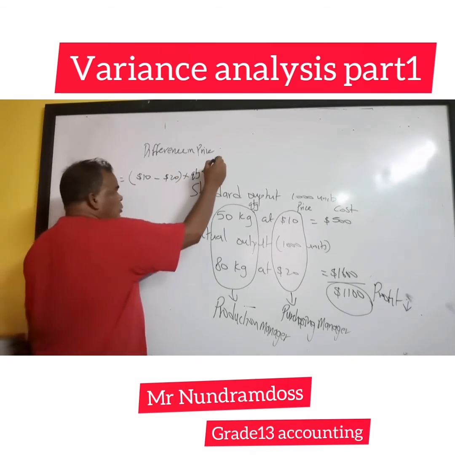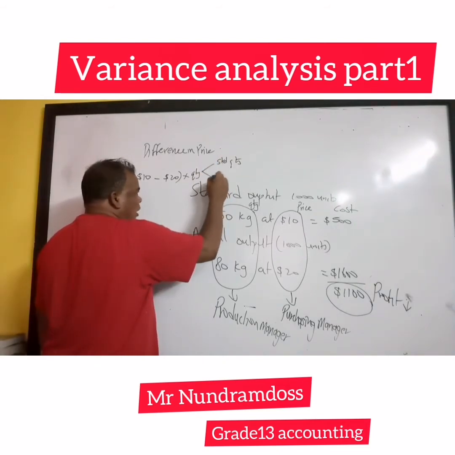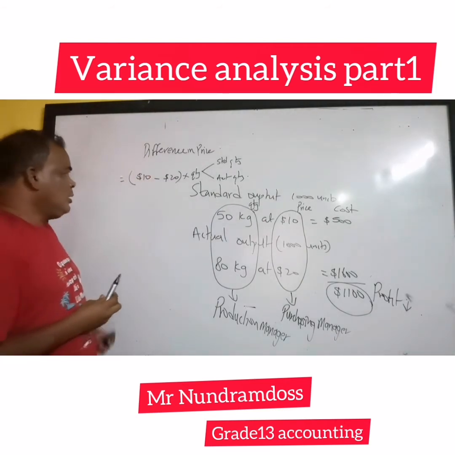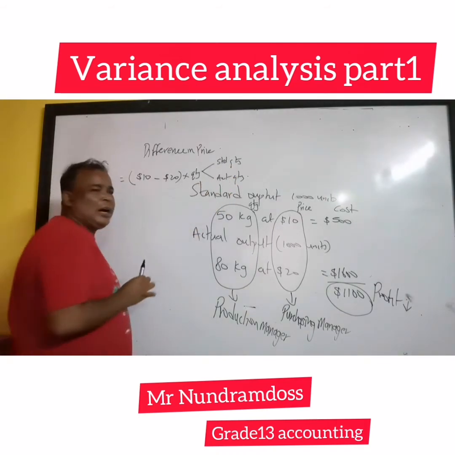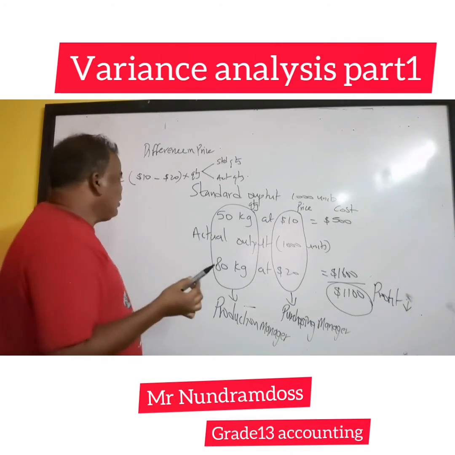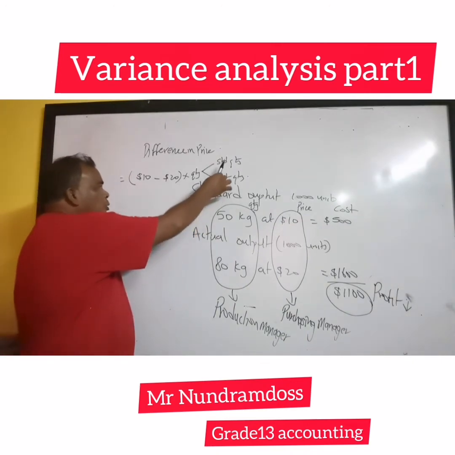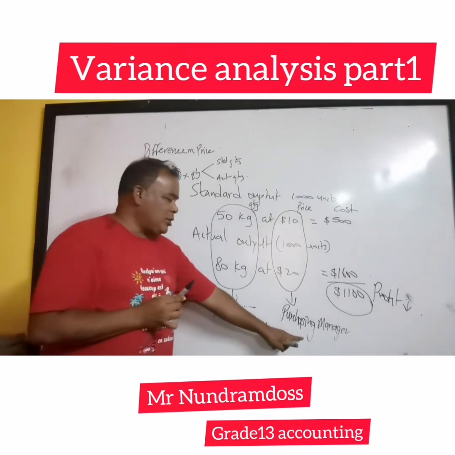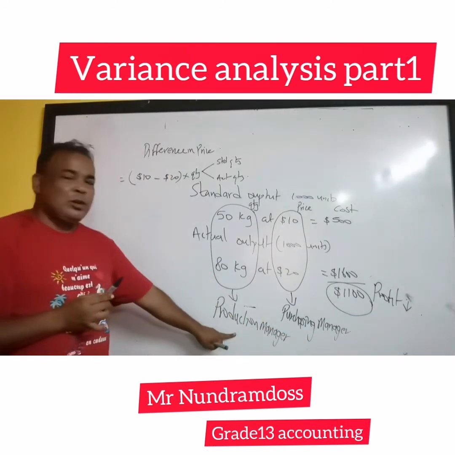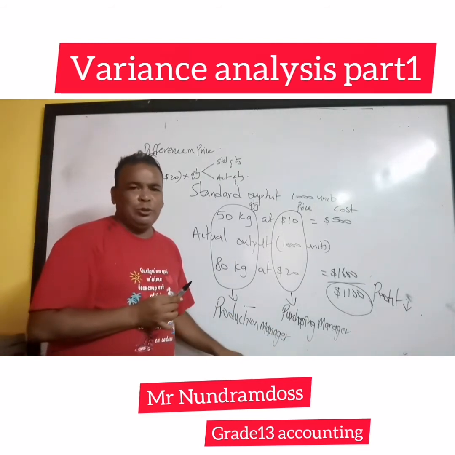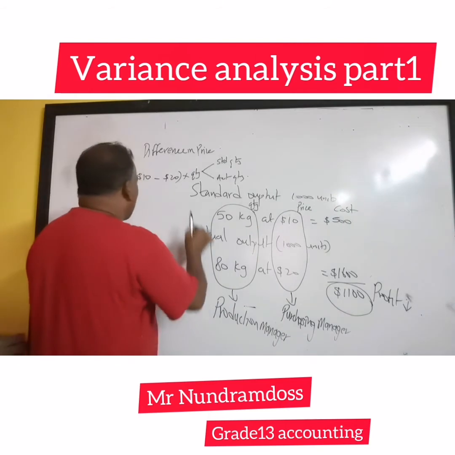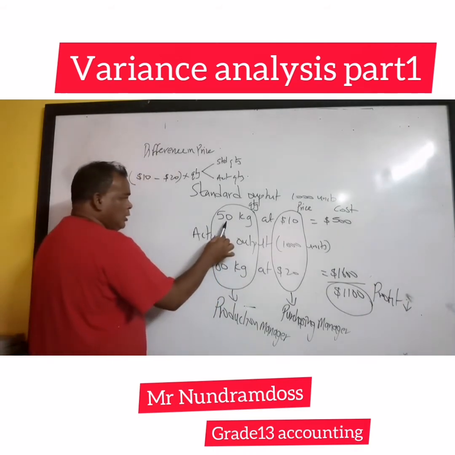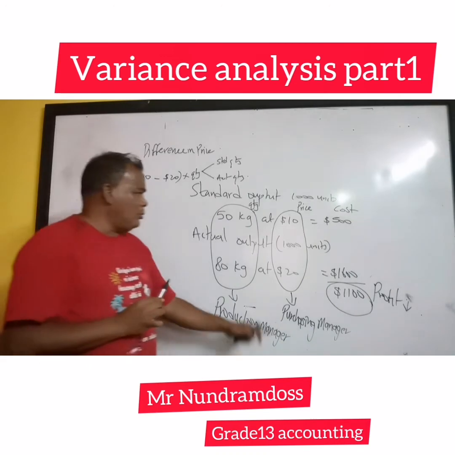Now we have two quantities: the standard quantity and the actual quantity. Which quantity will be used to multiply the difference in price, the standard quantity or the actual quantity? Now, if we ask the purchasing manager what quantity we have to use in order to make him responsible for the difference in price, one time we become the purchasing manager, another time we become the production manager, and then we see which one we have to use. Which quantity will the purchasing manager say, 50 kilograms or 80 kilograms?